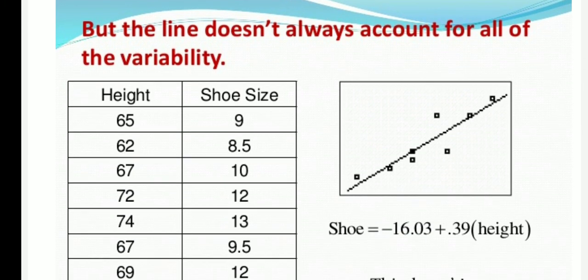Let us take up another example, height versus shoe size. In this example, the first column is the height of each person. For a height of 65, the shoe size is 9. For 62, 8.5. For 67, shoe size is 10. For 72, size is 12, etc.